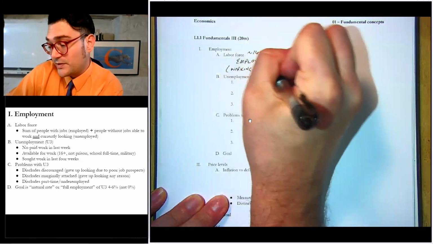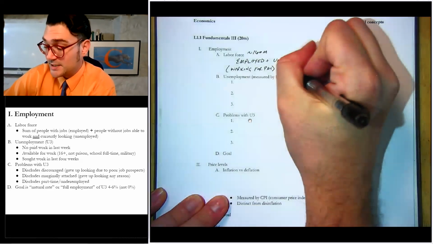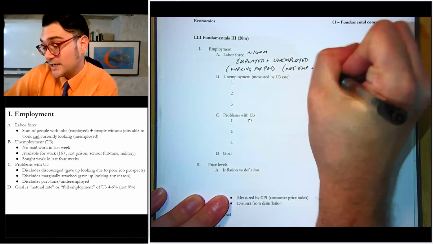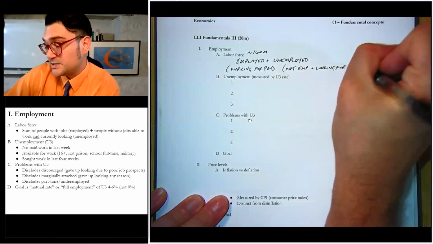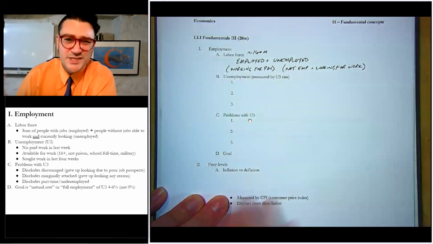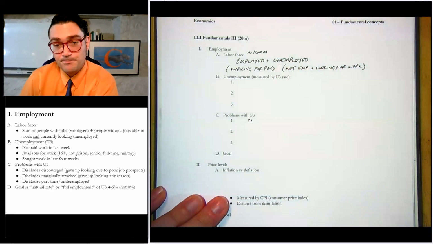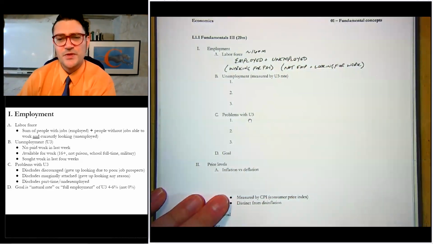Now, people who are employed are working for pay. In the last week, they worked for money. And then unemployed means you're not employed, to be clear, and you're looking for a job, looking for work. So you can't just not be employed. Like a retired person would not be employed, but they're also not unemployed because they're not looking. So unemployment is actually a really specific definition, and we call it the U3.